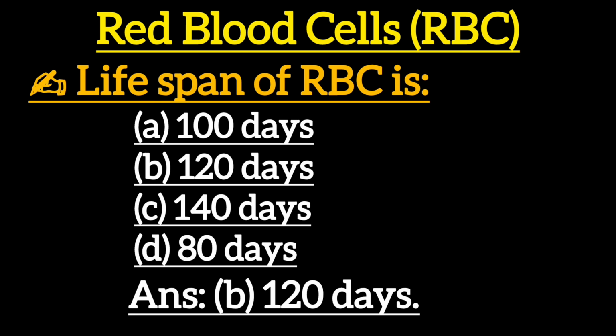Next one is lifespan of RBC is option A 100 days, option B 120 days, option C 140 days, option D 80 days. Correct answer is option D 120 days.